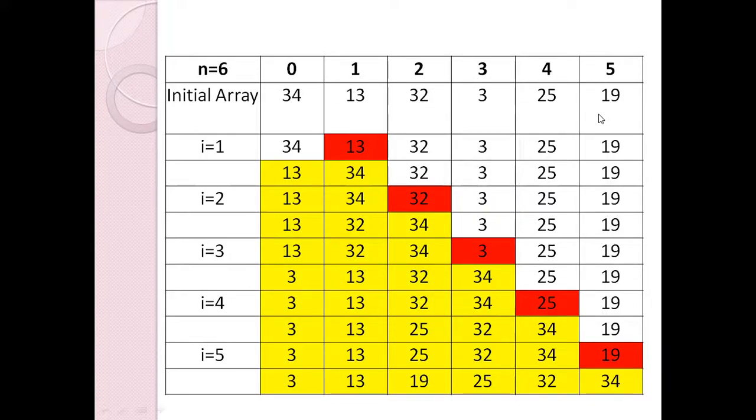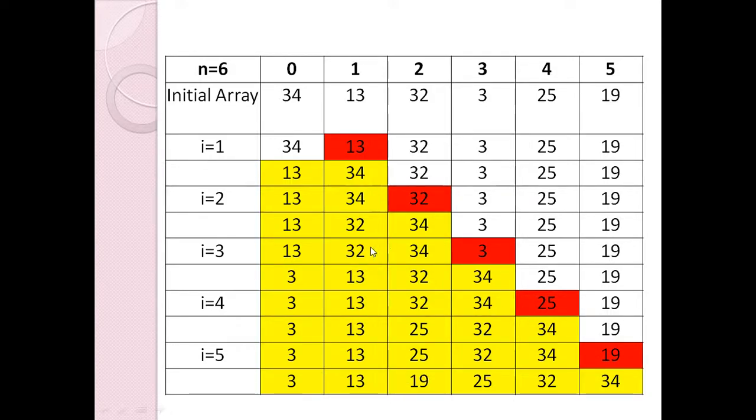How does insertion sort work? Let us see. This algorithm sorts the array from 0 to 0, which is already sorted. So 0 to 0 is sorted. Then it will sort from 0 to 1, then from 0 to 2, then 0 to 3, then 0 to 4 is sorted, and then finally 0 to 5 is sorted.